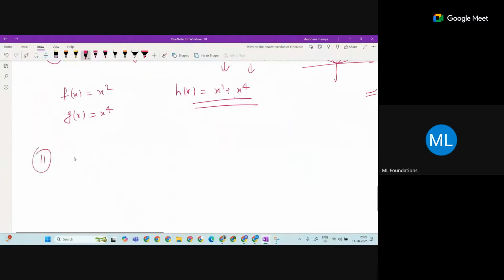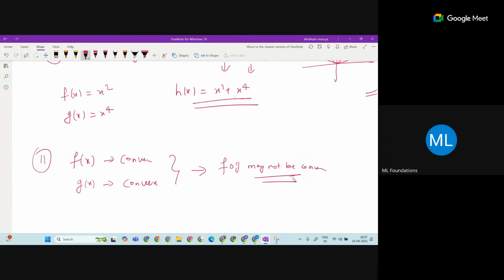Suppose we have a function f(x), which is convex, and g(x). This g(x) is also, let's say, convex. If both functions are convex and you do the composition, it is not necessarily the case that your function is convex. Composition may not be convex. Even if both functions are convex, your composition may not be convex.